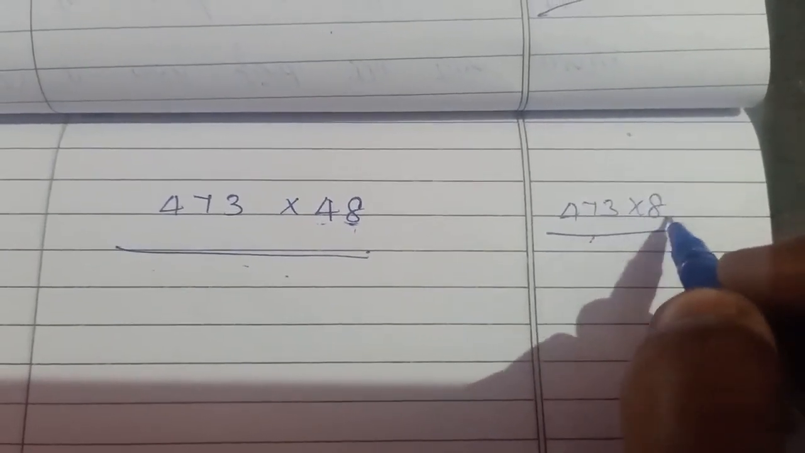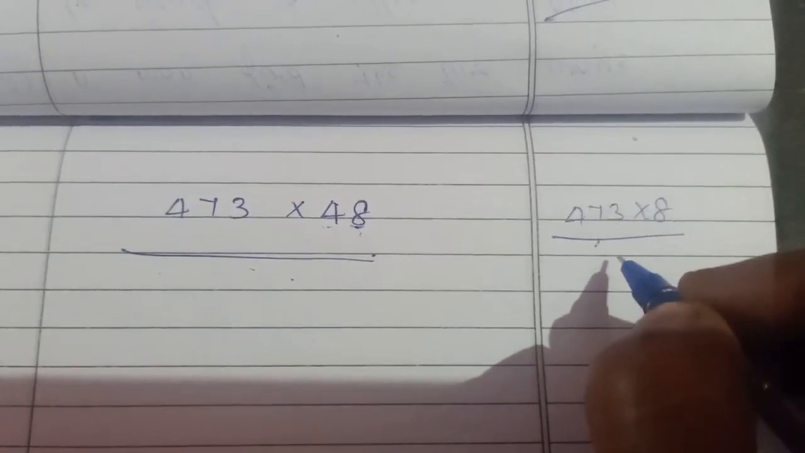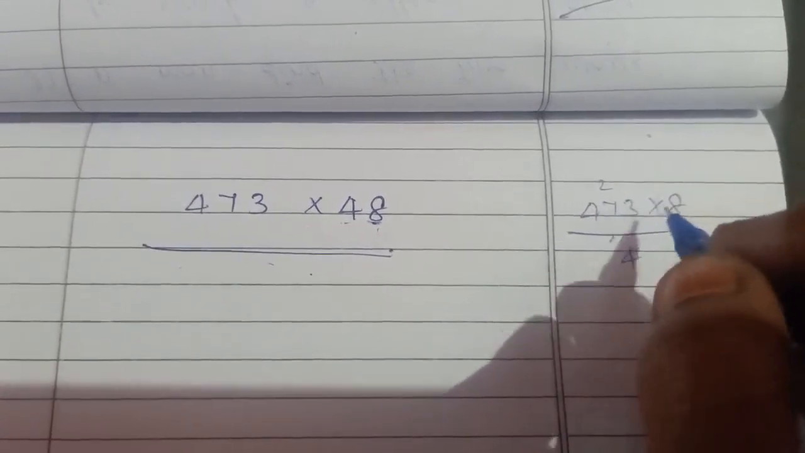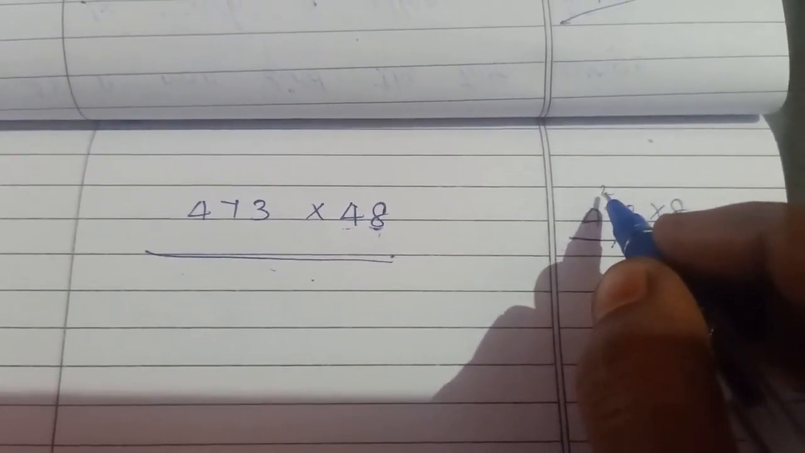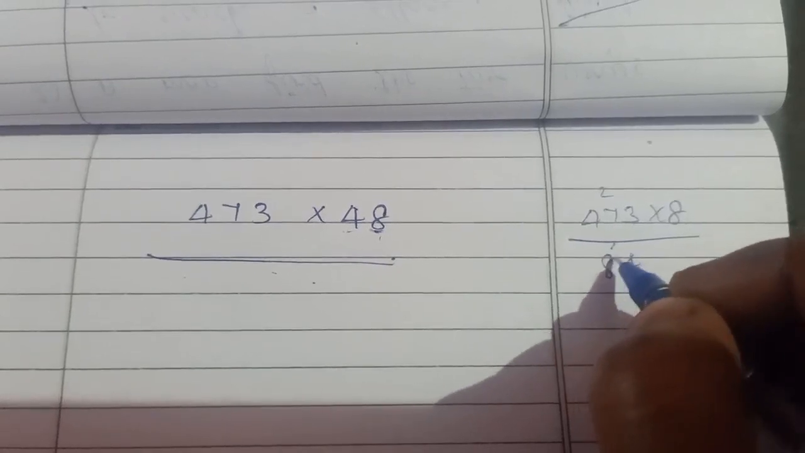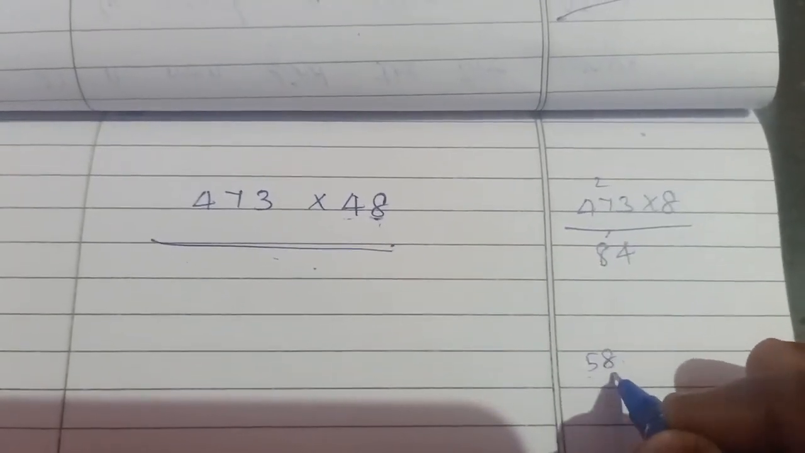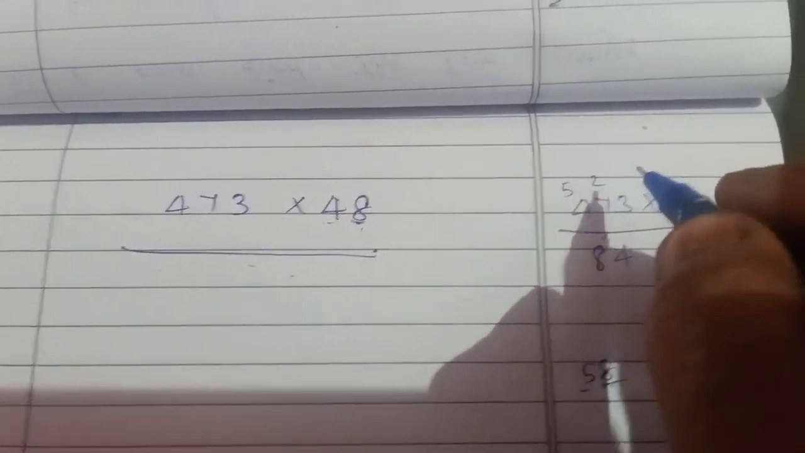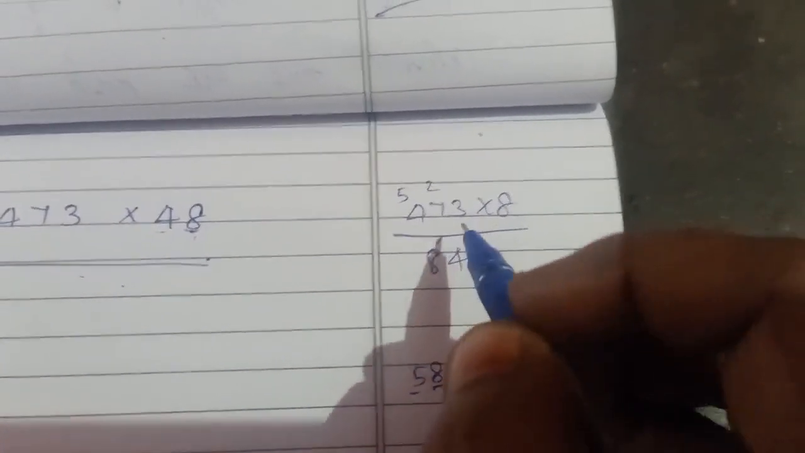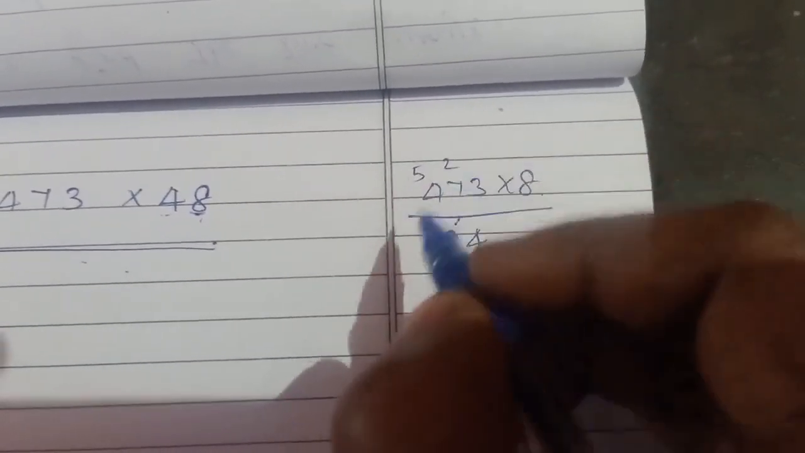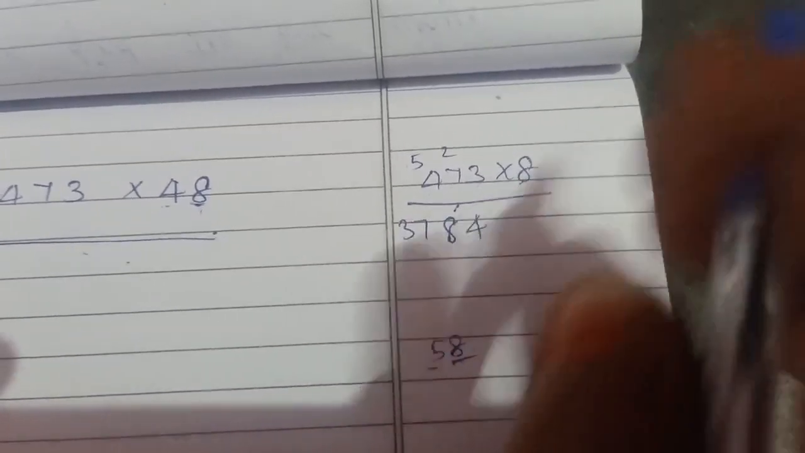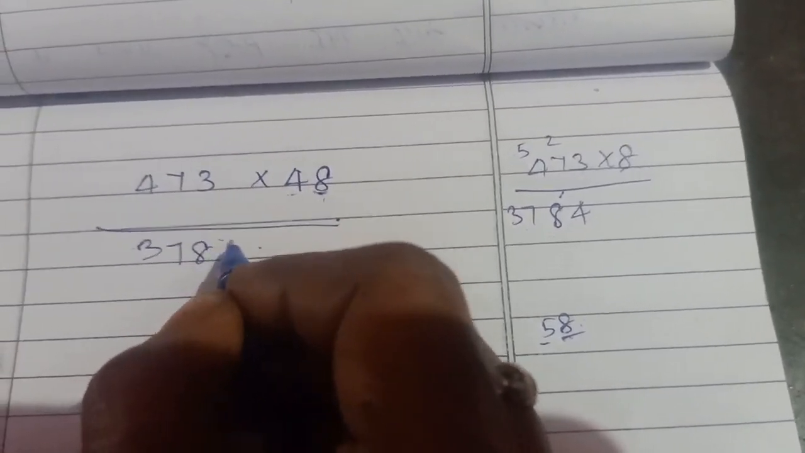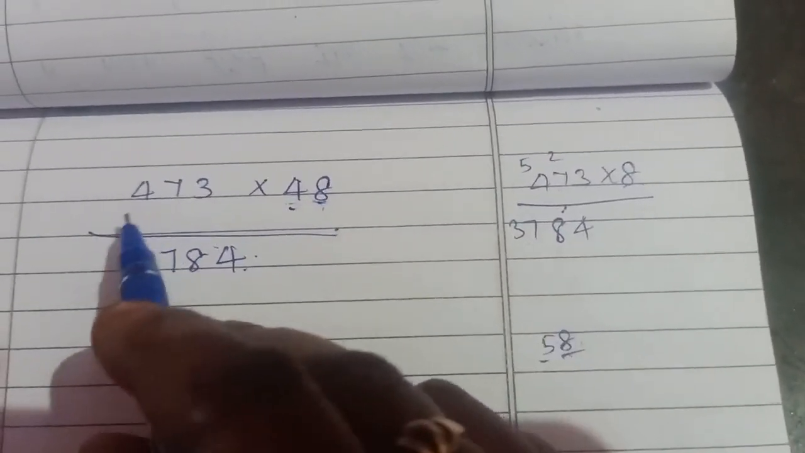3 8s are what? 24. Write 4 here, remainder 2. Next, 7 8s are 56. 56 plus this 2, so 58. Write 8 only. 58 is a double digit, so only this 8 should be here, and this 5 you keep as remainder. Next, 4 8s are 32. 32 plus this 5, so 37. That's all. So the 8th multiplication is over. So what is the answer? 3784.